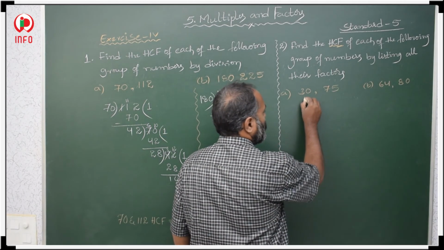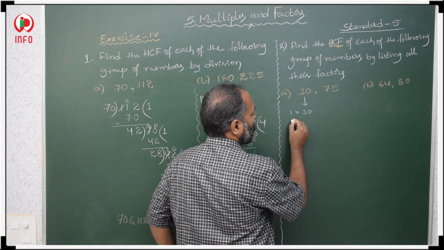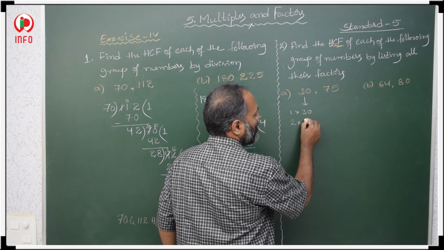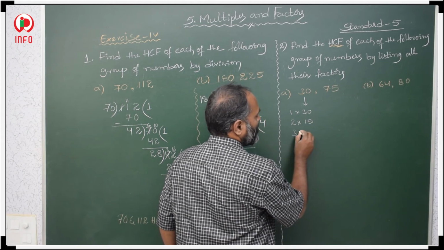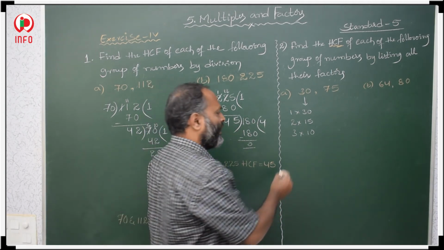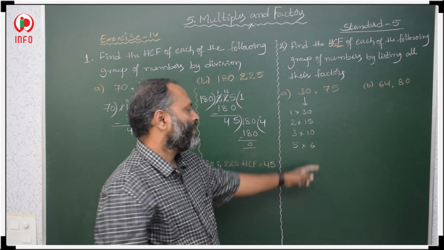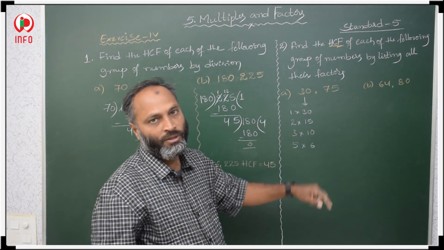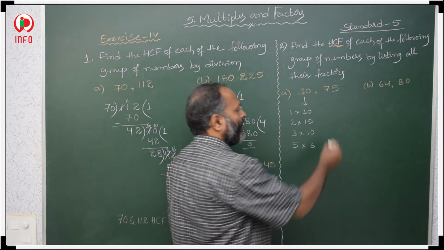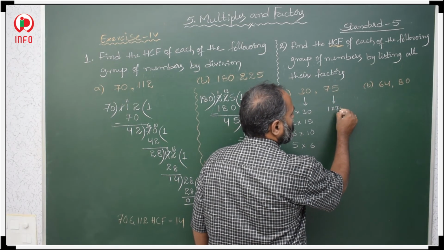Then first 30. 1 times 30 is 30. Next, 2 15s are 30, 3 10s are 30. Then it won't be divisible by 4. 5 6s are 30. So, next in the 6 table, 6 5s are 30, it repeats, do not take it, stop here only. Okay. Next 75. 1 75 is 75.